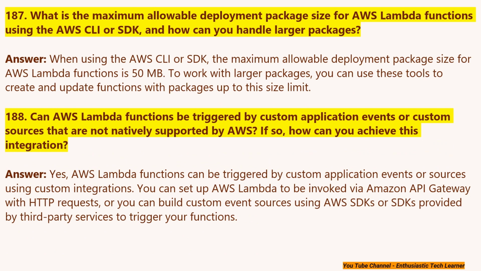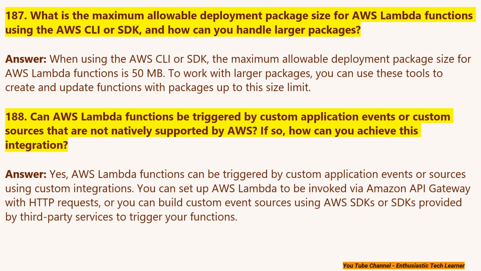What is the maximum allowable deployment package size for AWS Lambda functions using the AWS CLI or SDK, and how can you handle larger packages? When using the AWS CLI or SDK, the maximum allowable deployment package size for AWS Lambda functions is 50 megabytes. To work with larger packages, you can use these tools to create and update functions with packages up to the size limit.